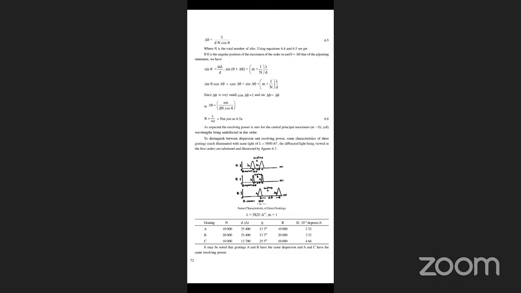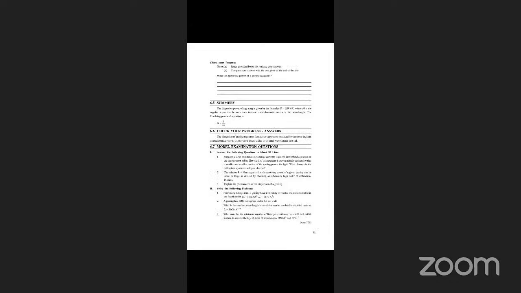Next class we will discuss the next topic, polarization. That is also one of the important lessons, easy and important. Lessons 7, 8, 9 are related to polarization only. Interference and diffraction are completed. In the next class we will discuss polarization. All these are properties of light only.